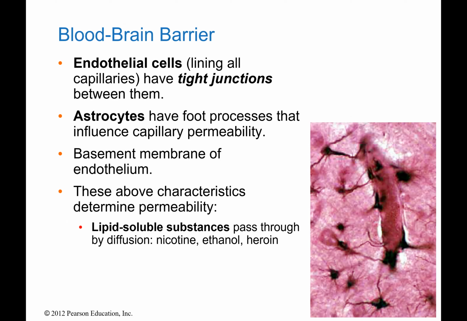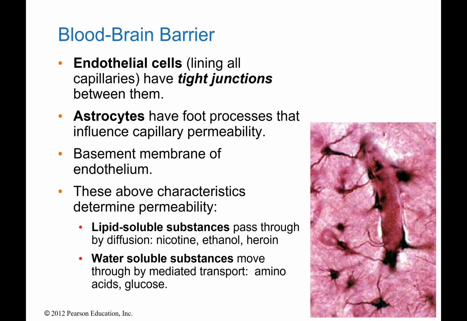So for example, substances that are lipid soluble are able to pass through by simple diffusion. Examples would be nicotine, ethanol, and heroin. I wouldn't recommend them, but they pass through the blood-brain barrier easily and affect your nerve tissue.